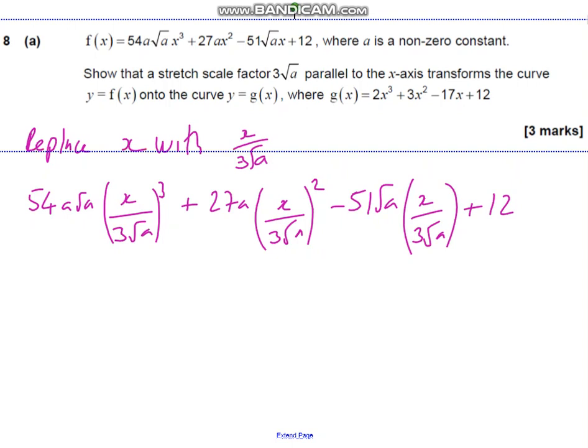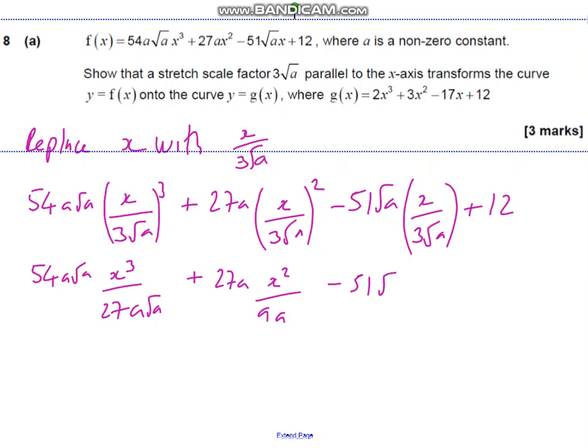Alright, so what's happening now? Well, probably best we get rid of these brackets, or at least the powers. So 54a root a times x cubed over 3 cubed is 27, oh, that's quite nice, and root a cubed, that's going to give us a root a. You could have done a to the 3 over 2, but a root a is going to be better for obvious reasons that we'll see in a minute. We still have the 27a here, so the x squared over 3 squared is 9, root a squared is a, and then 51 root a was there before, x over 3 root a, nothing really to do there, plus 12.